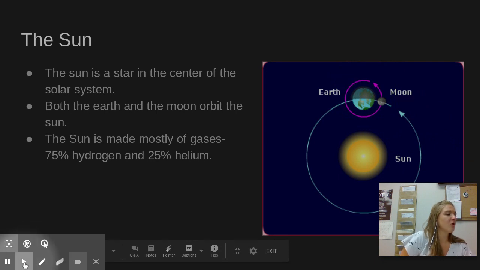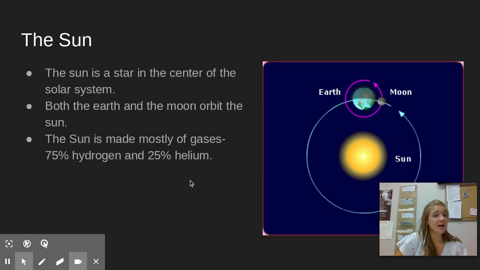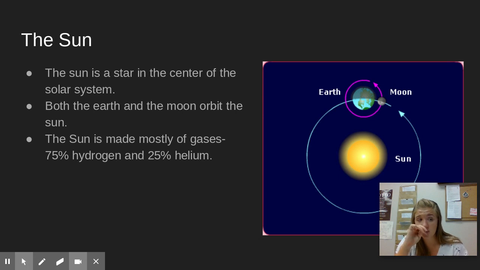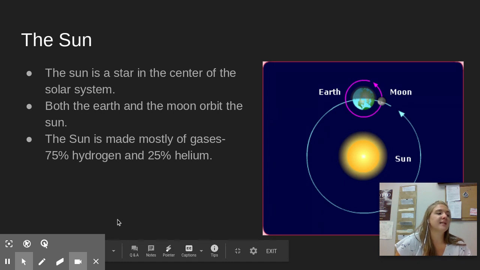Both the Earth and the moon orbit the sun, like we said. Now, while the Earth and moon are made mostly of rock, the sun is made mostly of gases: 75% hydrogen, which is a very flammable gas, part of the reason why the sun is burning all the time, and 25% helium.